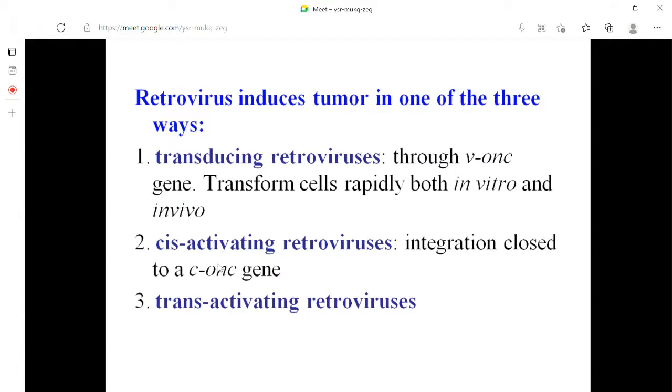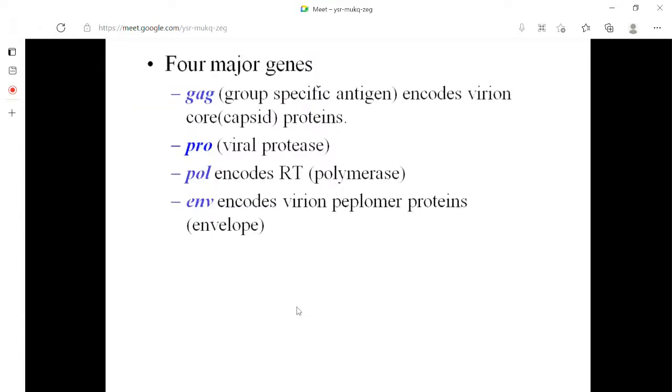Whereas the other two types of retroviruses, the cis-activating retroviruses and trans-activating retroviruses, do not possess the viral oncogene. Rather, integration of the retroviral genome into the host cell as provirus can trigger the uncontrolled proliferation of cells and tumor formation takes place. Okay, so we'll go a little bit deeper into this process.